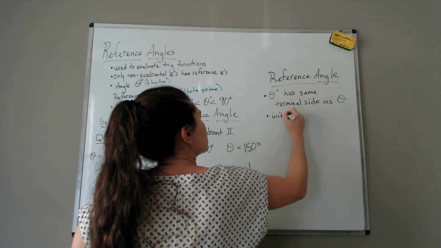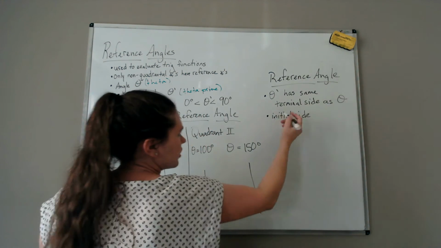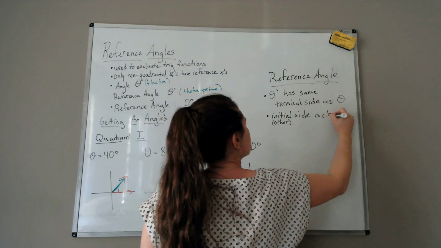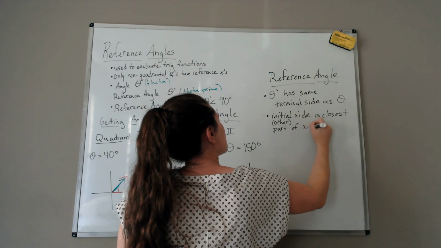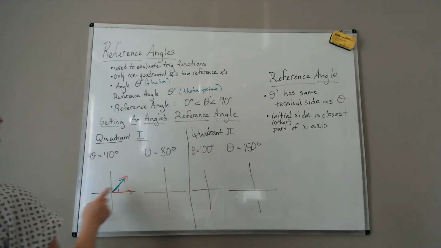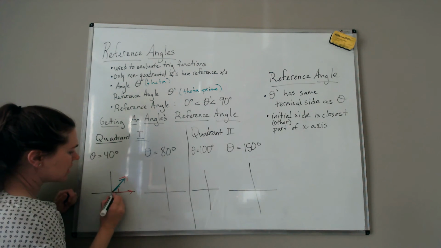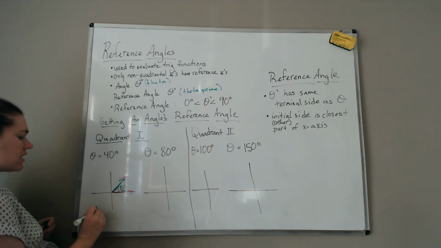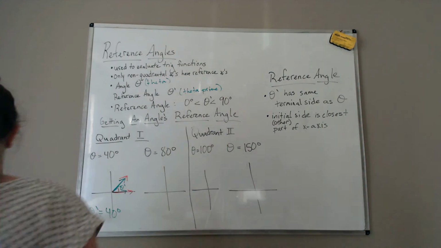And then the initial side doesn't really have to be the initial side, it's just the other side of the angle, the closest part of the x-axis. So is this terminal side closer to the positive x-axis or the negative x-axis? The positive, so it goes right here. So theta prime is actually just the same as theta, 80 degrees.